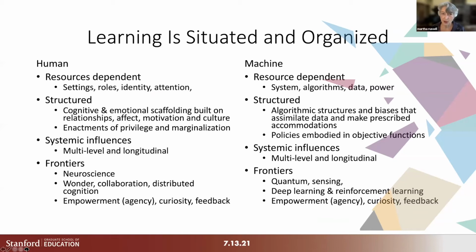Both are structured. Human learning is structured on cognitive and emotional scaffolding, in other words, layer by layer, that is built on relationships, on the emotions, the affect, the motivation, and importantly, the culture of the individuals involved. Human learning is also structured by privilege and by social structure. Machine learning is also structured, of course, on algorithmic structures that include biases. Machine learning is structured by how it assimilates data and how it makes accommodations to that data that are prescribed. It is also structured by the policies embodied in the objective functions on which the algorithms are based.